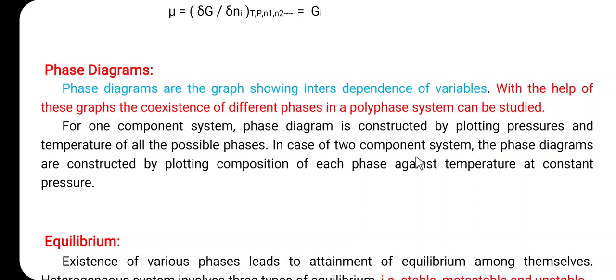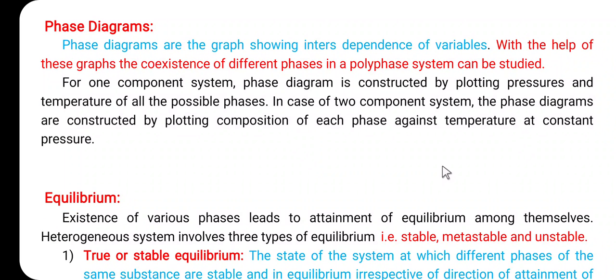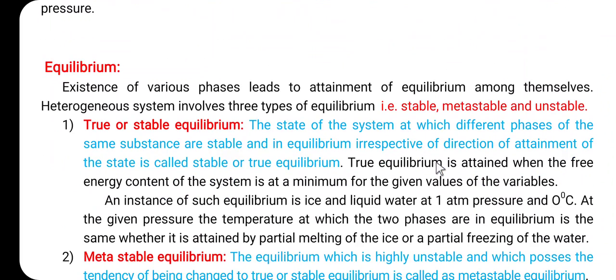For a one component system, the phase diagram is constructed by plotting the pressures and temperatures of all the possible phases. All of you know that in a one component system C is equal to 1, but in the case of a two component system where C is equal to 2, the phase diagrams are constructed by plotting the composition of each phase against temperature at constant pressure. In this way we can construct the phase diagrams for the one component as well as the two component system.